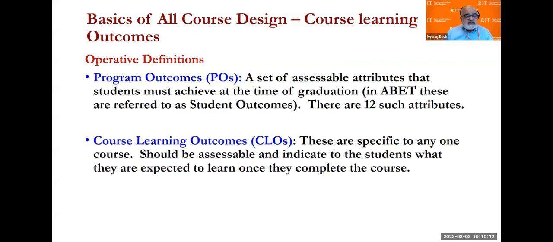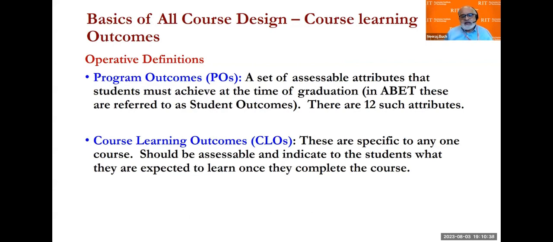ABET has 7 student outcomes, 1 through 7, and these are the same as the program outcomes that students have to demonstrate, or programs have to demonstrate, that every graduating student meets these program outcomes or student outcomes. In the Indian context, there are 12 such attributes that make up the program outcomes.